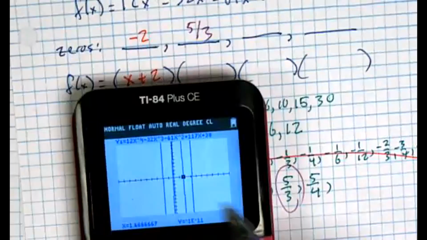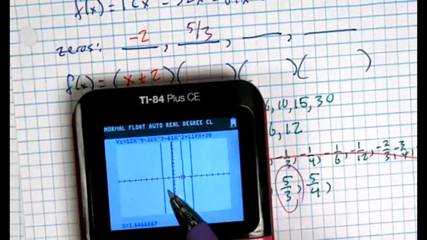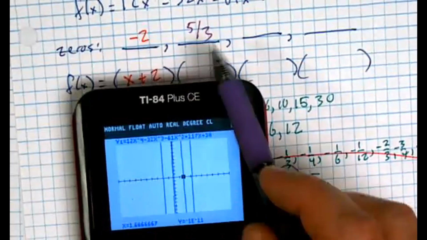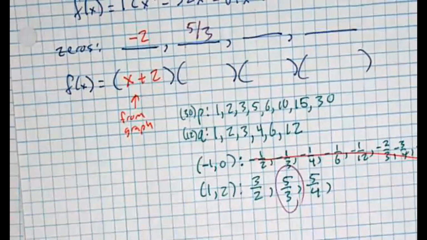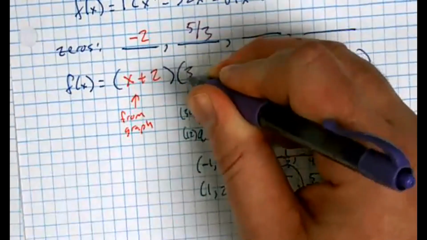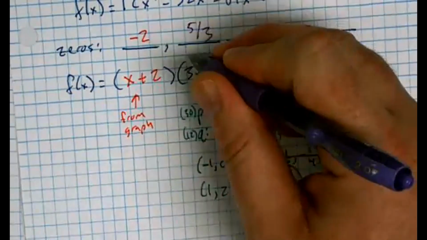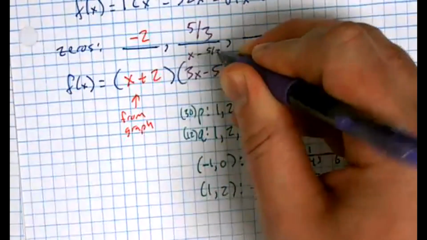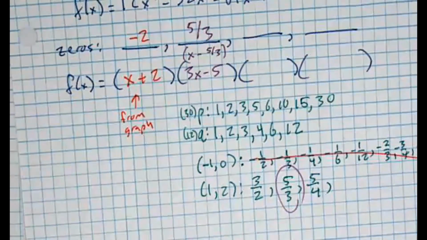Now I'm not going to bother hunting down this fourth one because I know if one of my roots ends up being irrational, they always come in pairs. So there's going to be another one that's also irrational. So I should have 2 rational ones, 2 irrational ones. I've got my 2 rational ones. And I prefer to write this as 3x minus 5. You could call it x minus 5/3. That would work also. But I'd rather not have fractions.